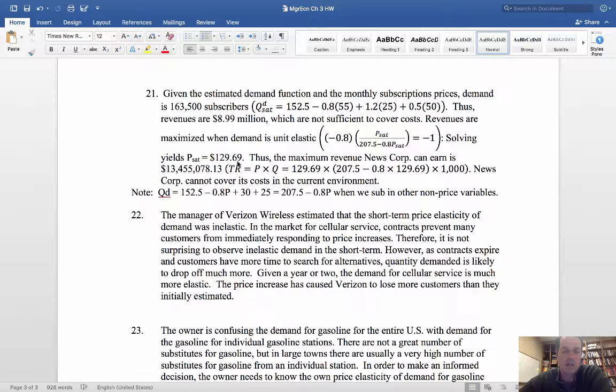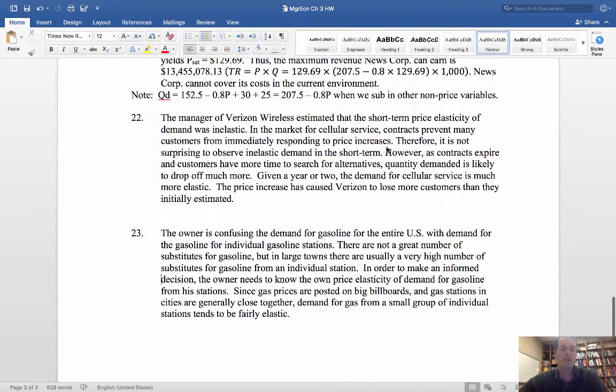Again, you can use that spreadsheet, enter in 207.5 and minus 0.8, and you will see the optimal revenue maximizing price is about 130. 22 and 23 weren't on the original homework sheet, but as I looked through them, I thought, here's a couple of good examples without any math. So I think it gives you a little more experience of how we could use this.